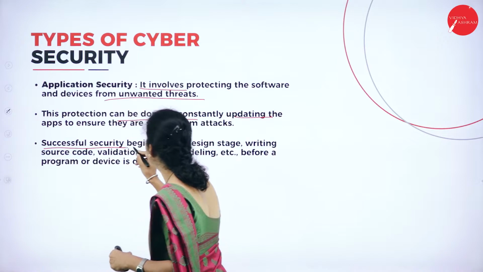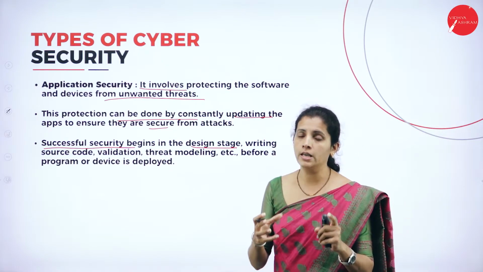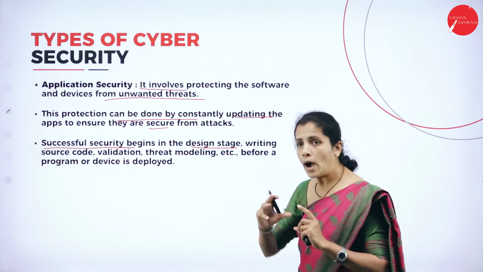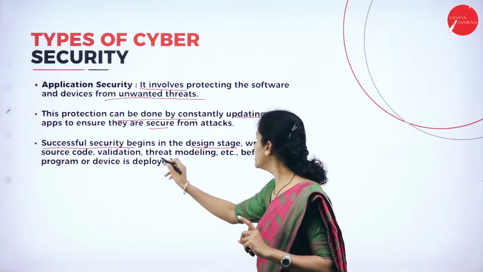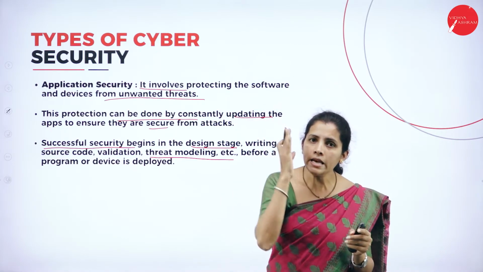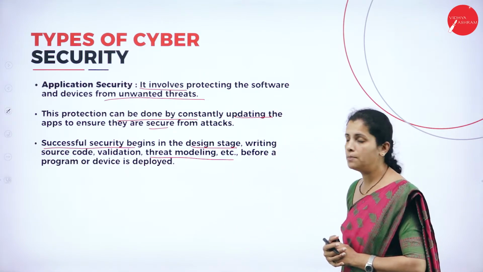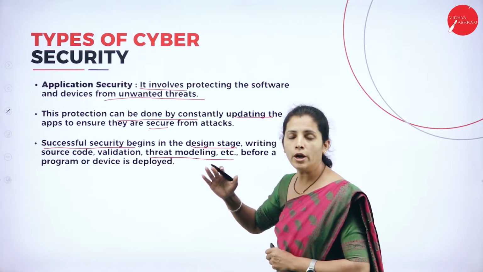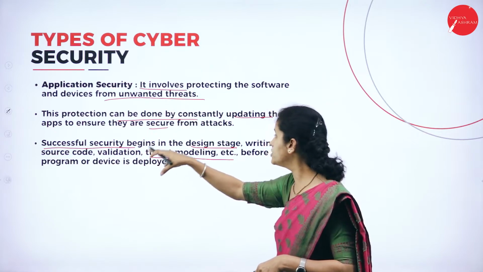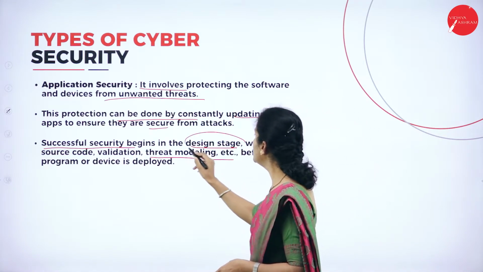So here, successful security begins in the design stage. That means if I want to provide better security, then that must be started at the designing stage. Write source code, validate, do threat modeling, etc., before the program or device is deployed. That means before designing any application software, we have to provide the security. And how do we provide it? While writing the program itself, we consider different possibilities of threats. Along with that, I verify the validation as well as threat modeling, and I perform all these during the designing stage.